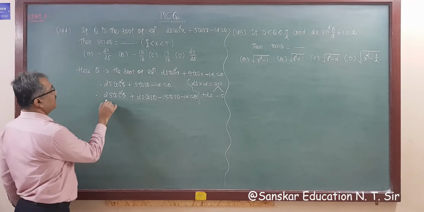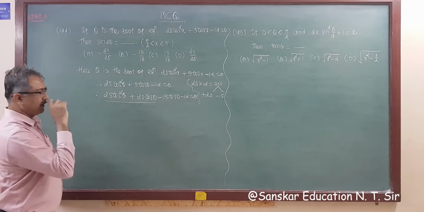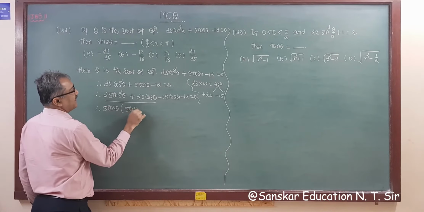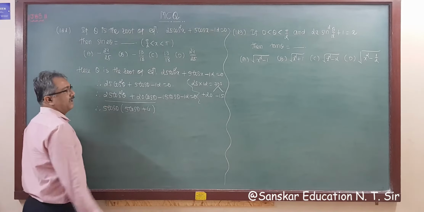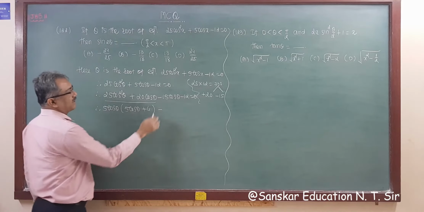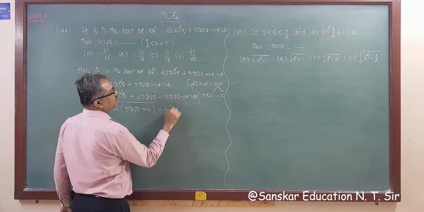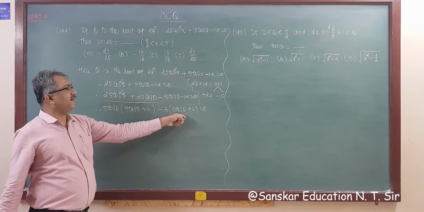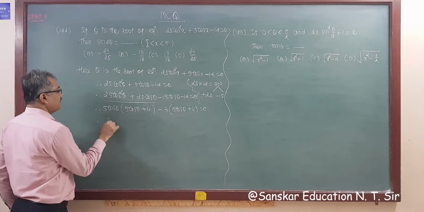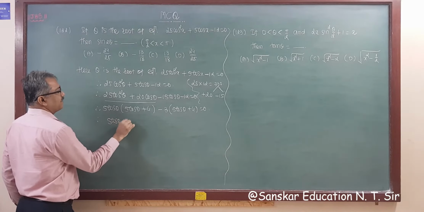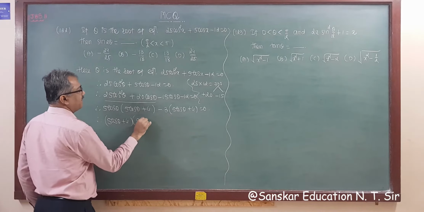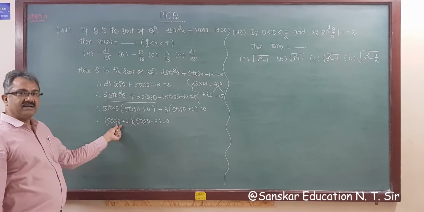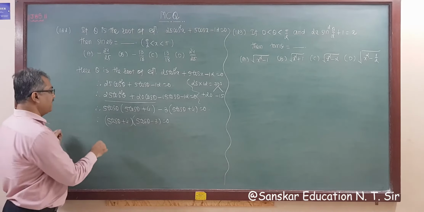Right? So taking common 5 cos theta, 5 cos theta is common: 5 cos theta plus 4, and taking minus 3 common, 5 cos theta plus 4. So again 5 cos theta plus 4 is common, and the remaining will be 5 cos theta minus 3 equal to 0. That is, cos theta is minus 4 by 5 or cos theta is 3 by 5.